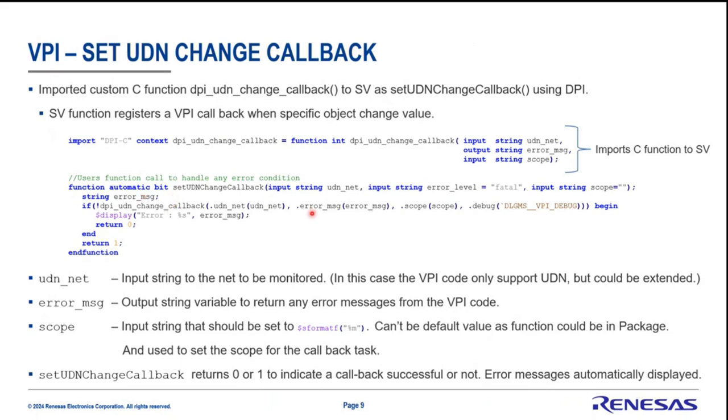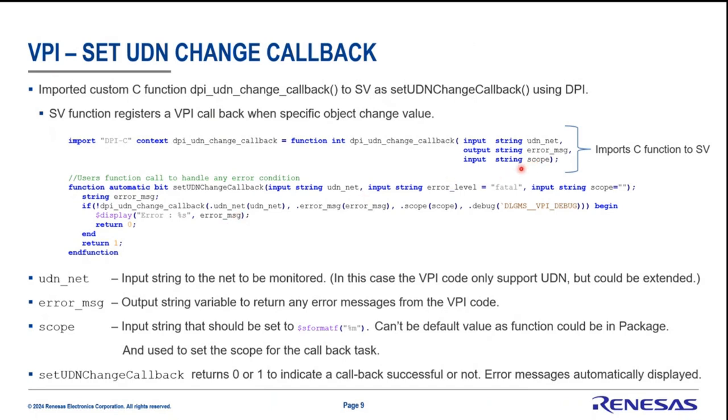So I've wrapped this up because this takes in a string, which is the UDN net, an error message, and a scope. So the UDN net is the string to the user-defined net type you're wanting to look at, and it has to be a scalar. The error message is a string that's returned from the VPI layer. So if anything goes wrong, it will display the message in the SystemVerilog land rather than just natively in the C. So you've got the ability to use UVM reporting, etc.